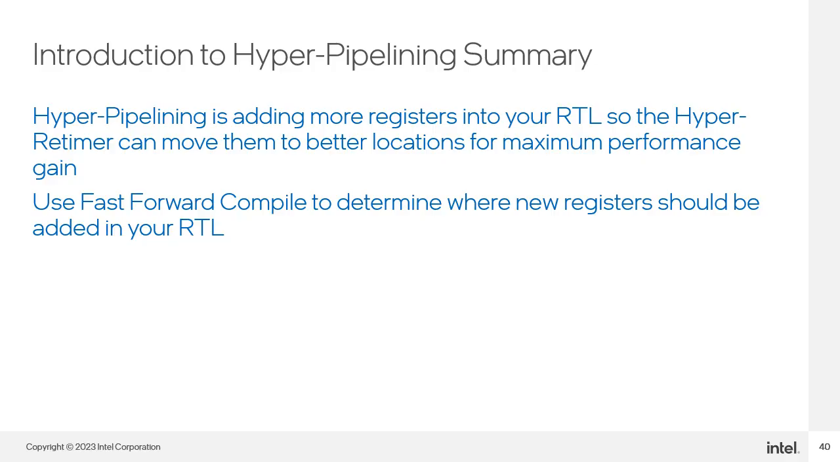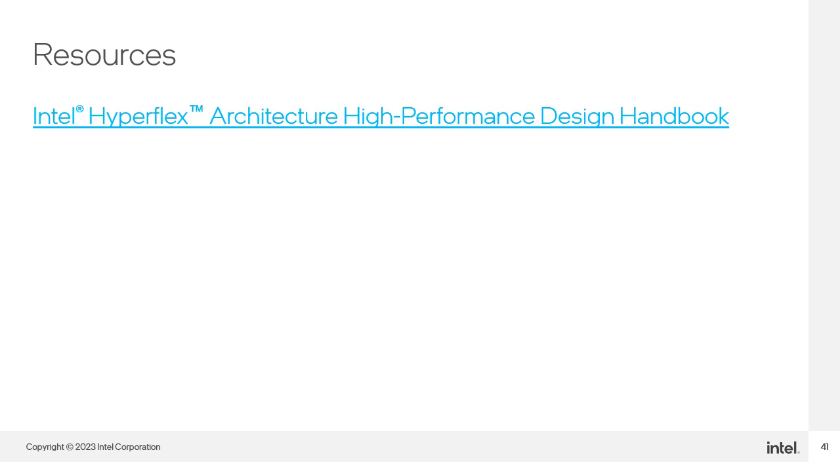In this course, we learned that HyperPipelining is adding new registers to your code and then allowing the Hyper-Retimer to distribute the registers along the path. We learned that while you can try to do HyperPipelining manually, Fast Forward Compile makes it considerably easier as it tells you exactly where to place new registers, how many to add, and how fast your clock can run with the registers added. Finally, we discovered a methodology you can follow to incorporate Fast Forward Compile and HyperPipelining in your FPGA design flow. If you have more questions on using HyperPipelining on your design, please refer to the Intel Hyperflex Architecture High Performance Design Handbook.